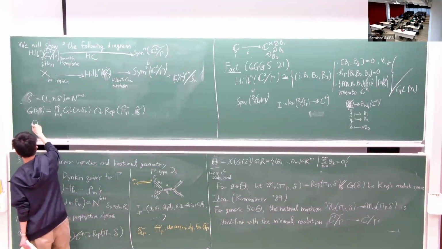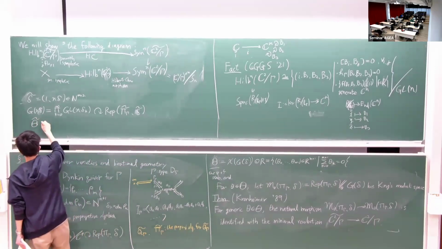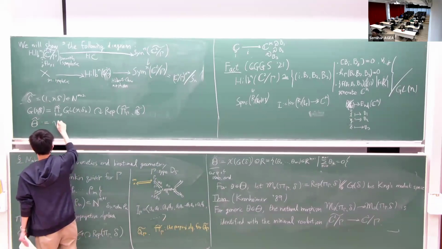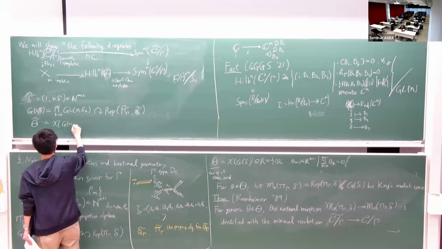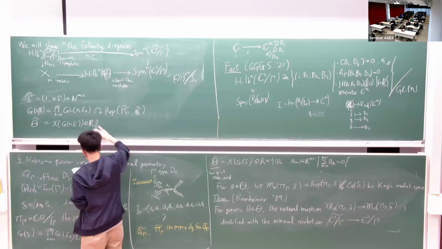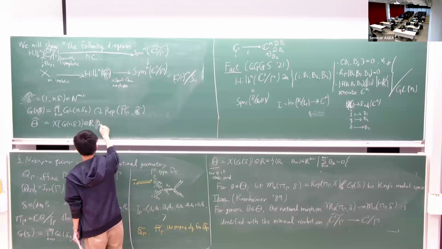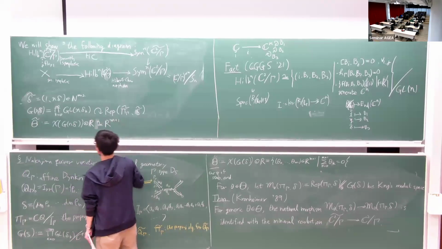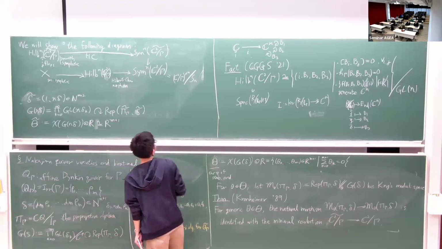Similarly to the two-dimensional case, we introduce the space of stability conditions. So this is just the character group of this acting group. So this is an n plus one dimensional R vector space.